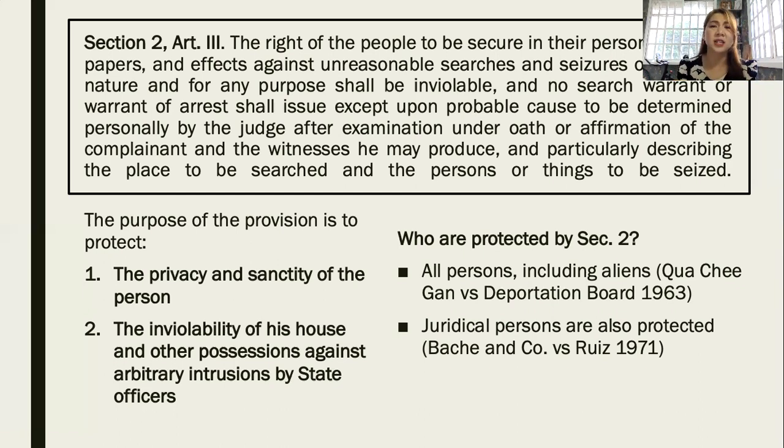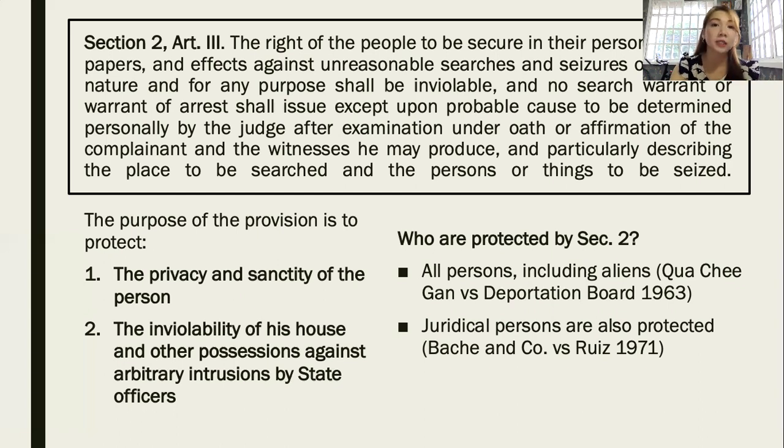So, when are searches and seizures unreasonable? Searches and seizures are normally unreasonable unless authorized by a validly issued search warrant or warrant of arrest. We better remember these search warrants and warrants of arrest, very important. Thus, the fundamental protection given by the search and seizure clause is that between person and police must stand the protective authority of a magistrate clothed with power to issue or refuse to issue search warrants or warrants of arrest.